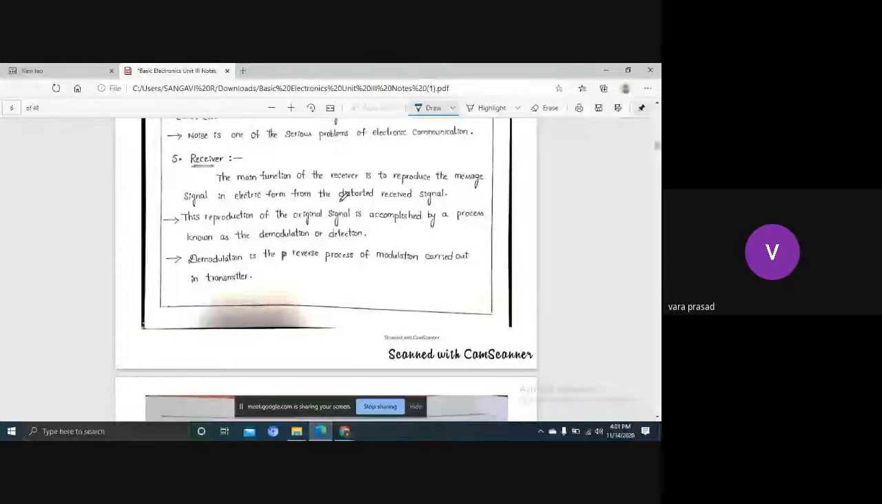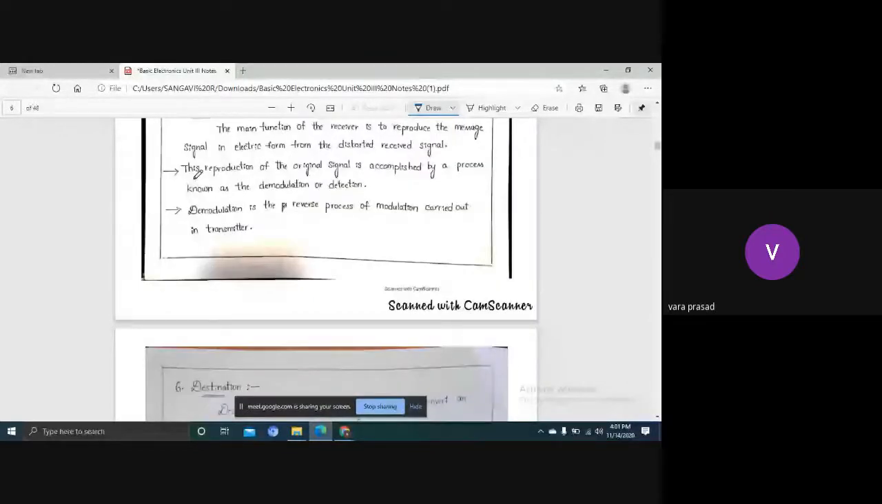The receiver: the main function of the receiver is to reproduce the message signal in electrical form from the desired received signal. This reproduction of the original signal is accomplished by a process known as demodulation or detection. Demodulation is the reverse of the modulation carried out in the transmitter.